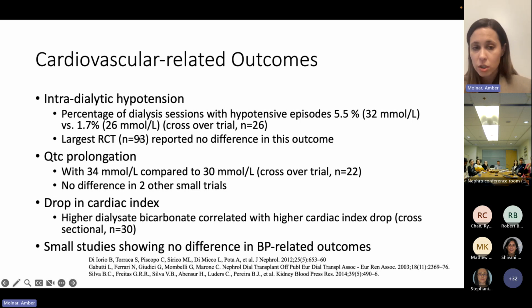So, for example, the largest RCT in this area reported no difference in this outcome. There is a trial that showed increased QTC prolongation with the use of higher dialysate bicarbonate, but again, the results are not consistent. There also might be a drop in cardiac index that occurs with the use of higher dialysate bicarbonate, but this is based on, again, a small cross-sectional study. And then there are a number of small studies that have shown no difference in the blood pressure-related outcomes. So some suggestion that there might be something there, but the results are not completely consistent.